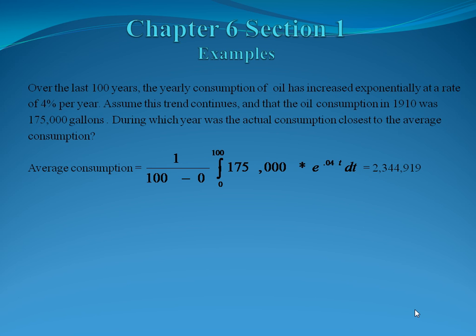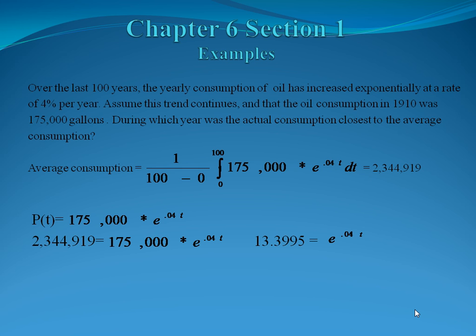Now, we want to know during which year was the actual consumption closest to this average consumption. Remember, the general form of our equation looks like this. P of t equals 175,000 e to the 0.04t. That's our general exponential growth equation for this particular problem. And we want to know during which year, which is t, will this equal 2,344,919.